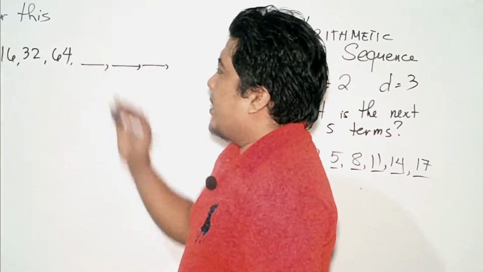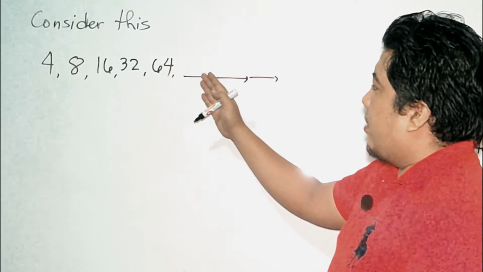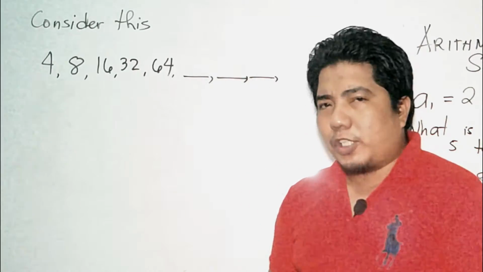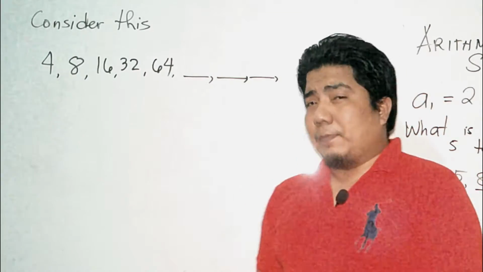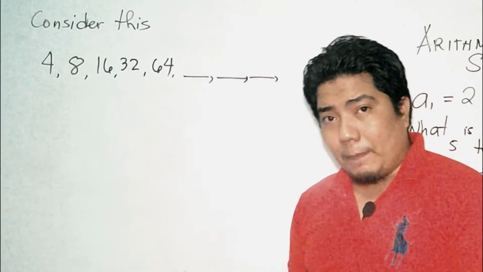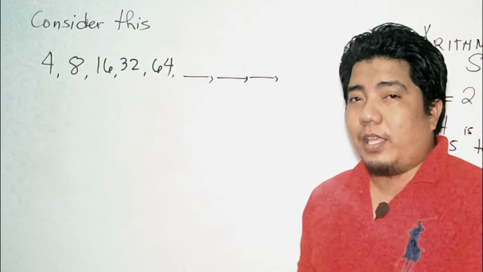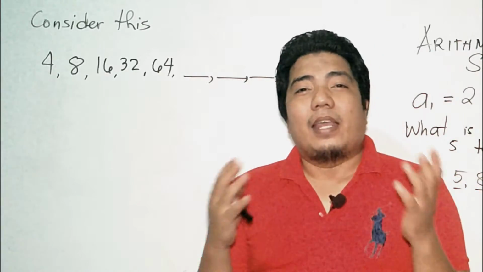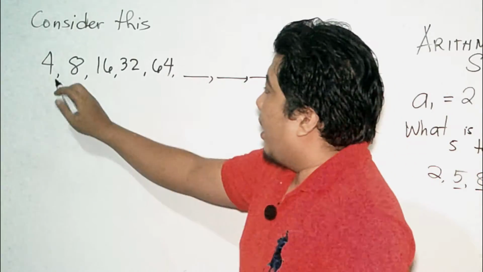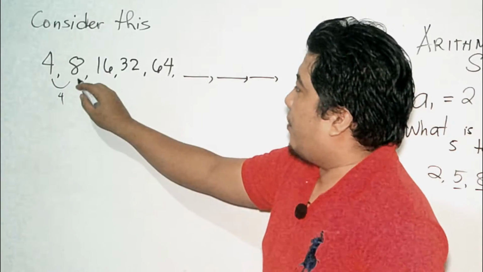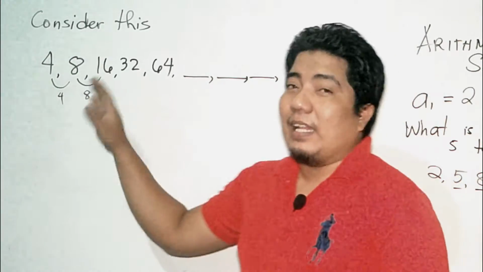Now, let's consider this example. We have 4, 8, 16, 32, 64, and the next 3 terms are unknown. Question, how will you get the next 3 terms of this given sequence? The first thing you need to consider is, is the given sequence arithmetic? If yes, then you just need to use the pattern, which is adding or subtracting a certain number in order to obtain the unknown terms. Now, let's start by considering the difference of the terms. The difference of 4 and 8 is 4. The difference of 8 and 16 is 8. It's not common. Therefore, this is not an arithmetic sequence.